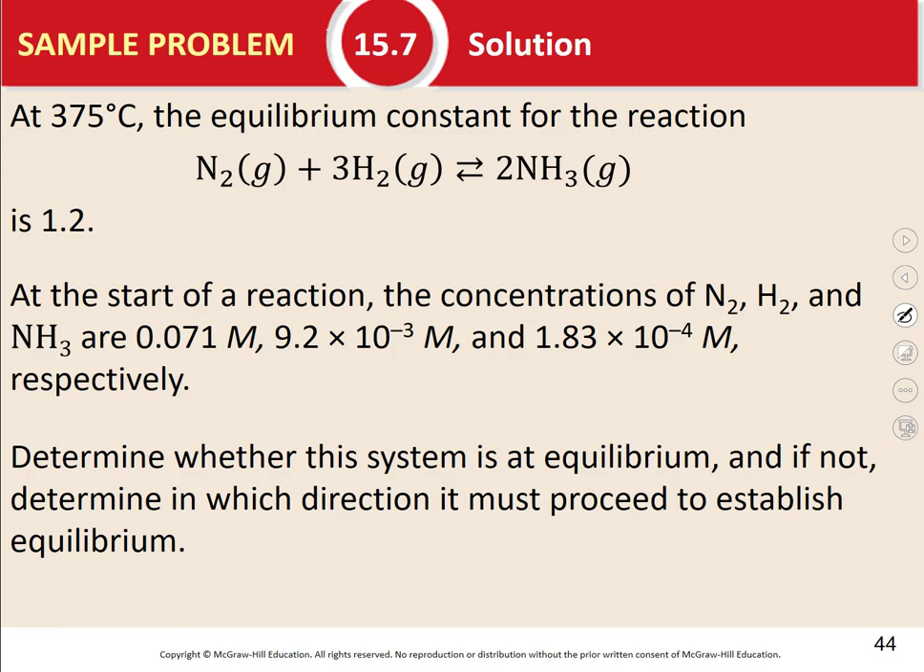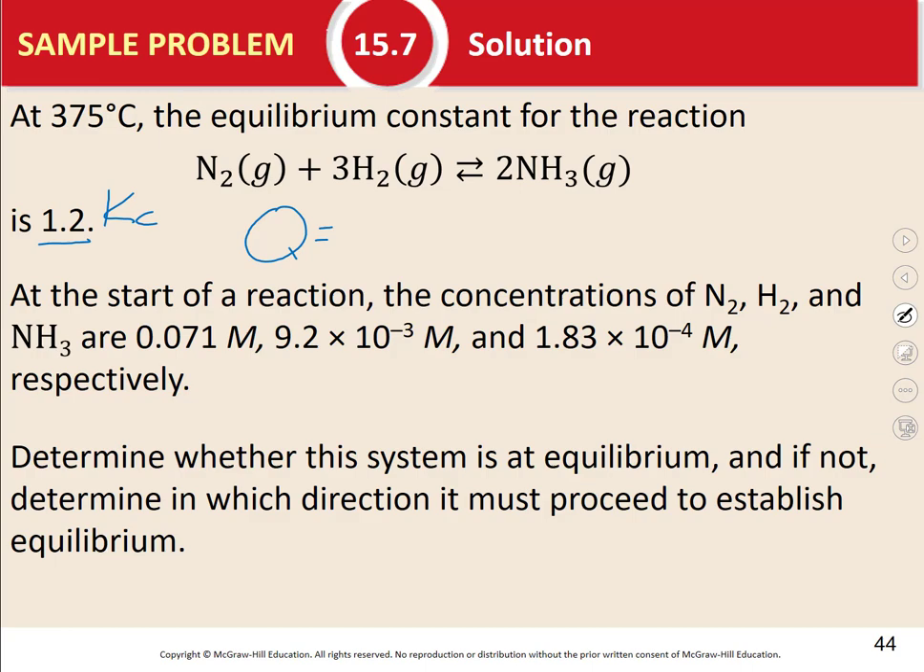I've got amounts of ammonia here at the start of the reaction, which means, first of all, we don't know if this reaction is running forward or backwards, or it could already be at equilibrium for all we know. So in order to answer this question, which is asking, is it at equilibrium, and if not, which direction it has to go, forward or backwards, in order to get there, we have to calculate what Q is and then compare that Q to K. So let's go ahead and write our equilibrium expression for this reaction, or our reaction quotient expression.